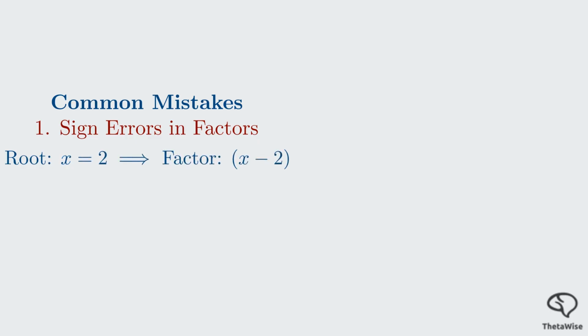In the exam, small errors can cost you many marks. Let's look at how to avoid them. The most frequent mistake is getting the sign wrong when moving from a root to a factor. If the root is positive 2, the factor is x minus 2. Remember, the factor is always in the form x minus a. If a is negative, it becomes x plus a.